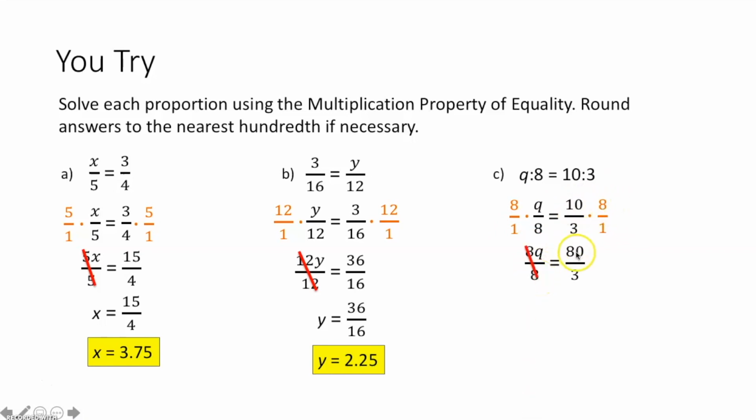Over here, 8 times 10 equals 80. 1 times 3 equals 3. Now we get q equals 80 over 3, which we then divide in our calculator and get approximately 26.67 if we round to the nearest hundredth.